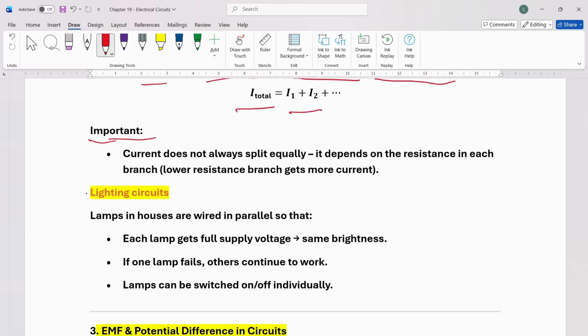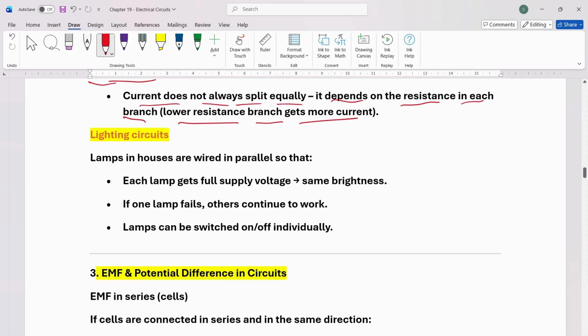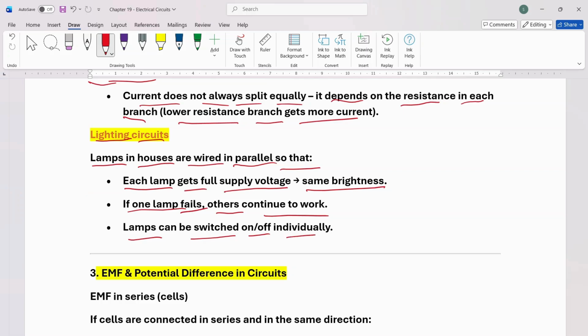An important point here is current does not always split equally. It depends on the resistance in each branch. A lower resistance branch gets more current. Let's discuss lighting circuits. Lamps in houses are wired in parallel so that each lamp gets full supply voltage and has the same brightness. If one lamp fails, the others continue to work. Lamps can be switched on and off individually.